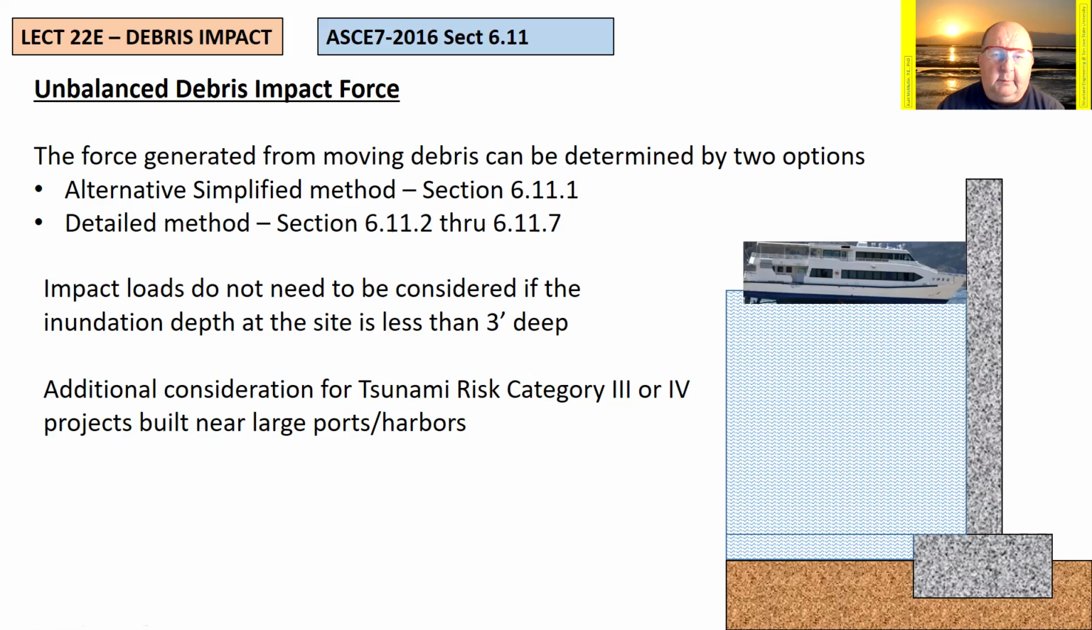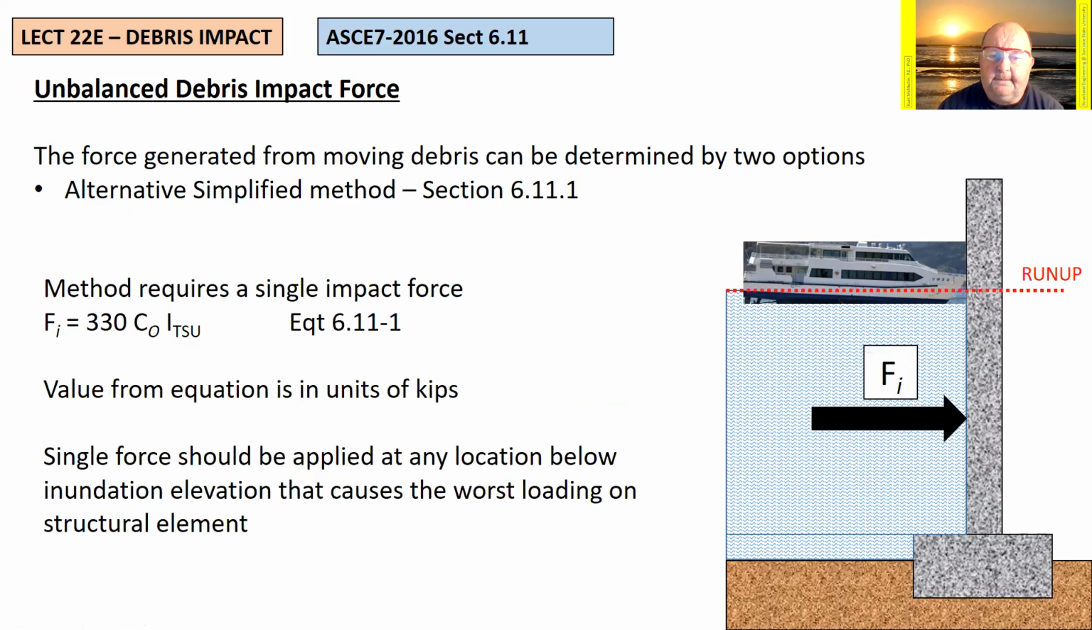Now, one thing we want to keep in mind is that if we're in an area that the inundation is going to be less than 3 feet, then we're not going to need to worry about this. And if we are building something in risk category 3 or 4, hazardous or essential structures, especially if they're being built near a port or a harbor facility, there are going to be a lot more items to consider than the ones that I'm going through in this presentation.